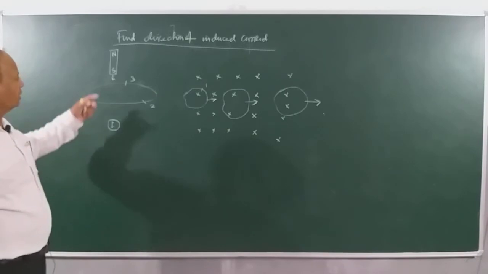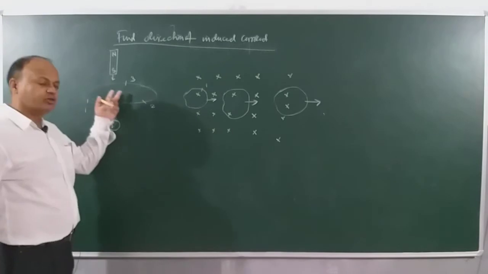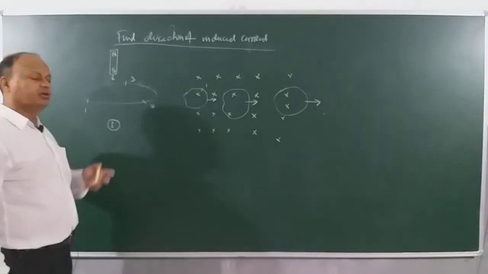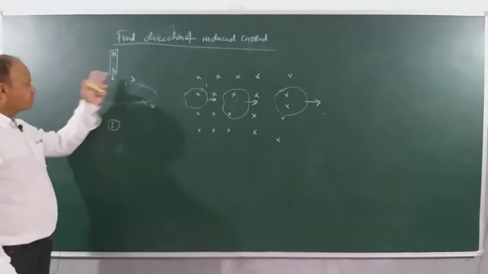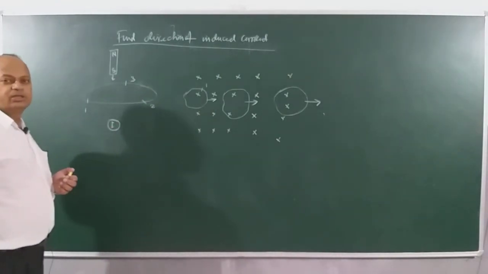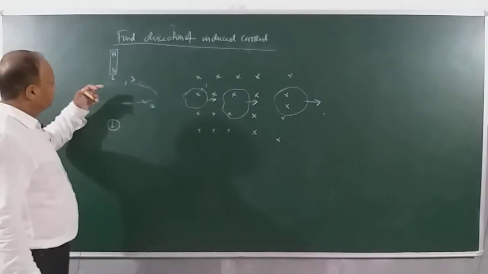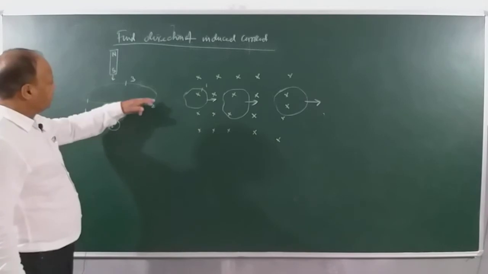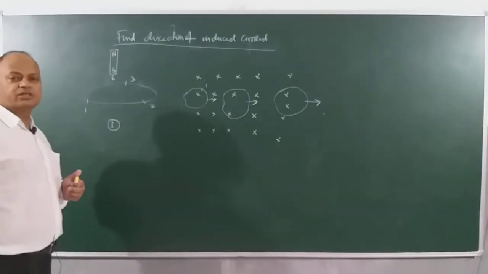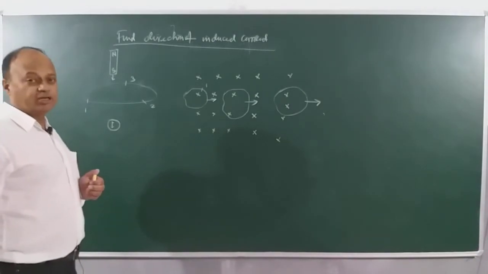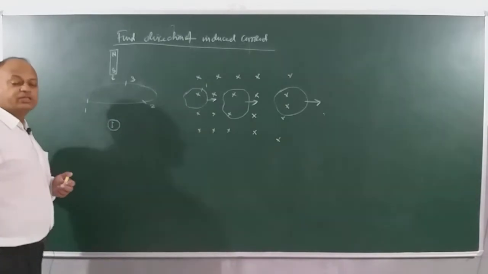Clear? You can see the south pole is moving towards the coil. When the south pole is moving towards the coil, children, what will happen? The flux through this coil will change. In fact, the change in the flux is being caused by the south pole moving towards the coil. What will be the nature of the induced EMF? The nature of the induced EMF through the coil will be such that it opposes the change of flux.